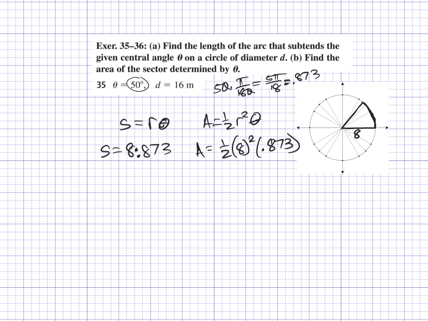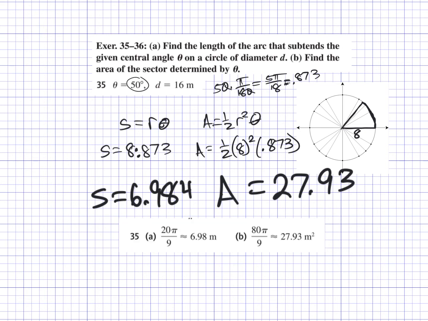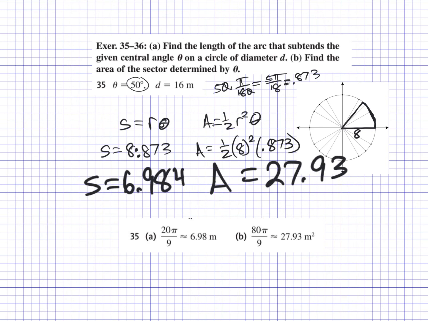So let's get a calculator and figure out what those are. Okay, so the arc length is 6.984, and the area is going to be, let's see, 32 times 0.873. 8 squared is 64, divided by 2 is 32. So 32 times 0.873 is 27.936. Okay, so let's take a look at the answer. And there we have it. So 6.98 meters, and the area is 27.9 square meters.